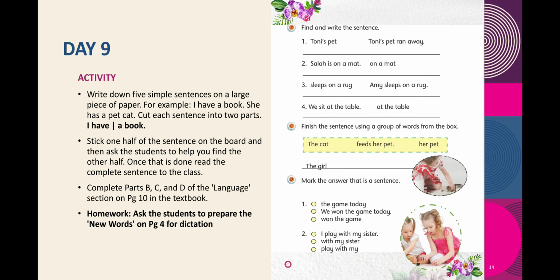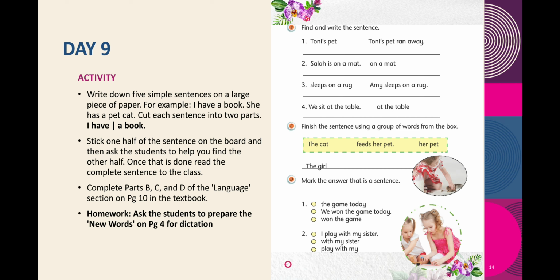Day 9, the activity is write down simple sentences on a large piece of paper. For example, I have a book, she has a pet cat. Like, these are just two examples. You can write at least 5 sentences, then cut them into two parts. Like, one part of the sentence, for example, I have and a book, it should be cut from the middle.